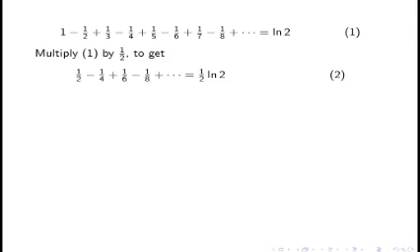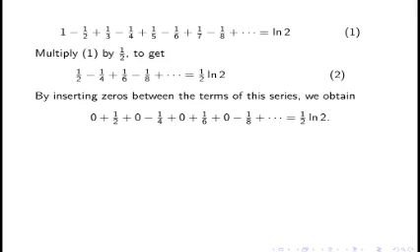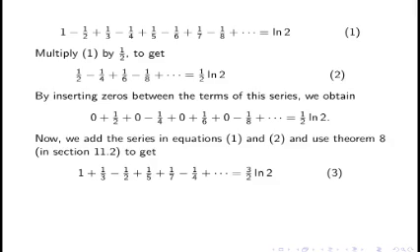Now we're going to multiply equation 1 by a half. We get a half minus a quarter plus 1 over 6 minus an eighth and so on, which must be equal to 1/2 of ln 2. And now let us insert zeros between the terms of the series, and we obtain this expression. We're adding zeros, so we're not changing the left hand side, and we leave the right hand side the same as well. So the one with the zeros is the same as the one labeled 2.